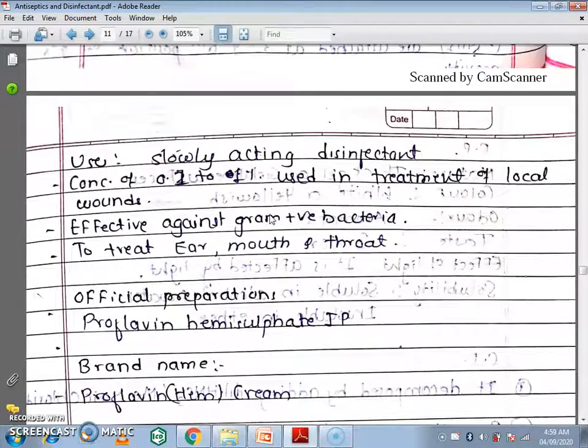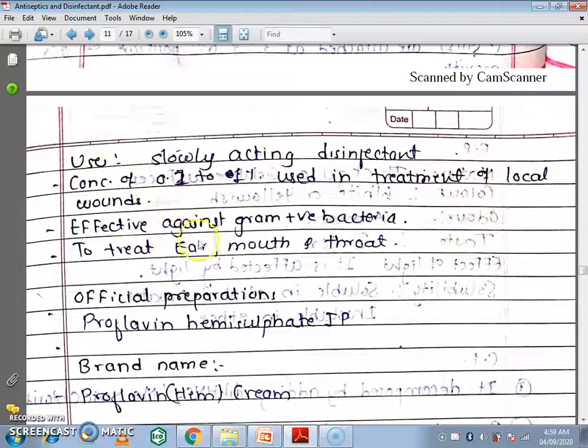Next is uses. That is very important. It is a slowly acting disinfectant, used at a concentration of 0.1 to 1% in the treatment of local wounds. It is mainly used for local wound healing. It is also effective against gram-positive bacteria.